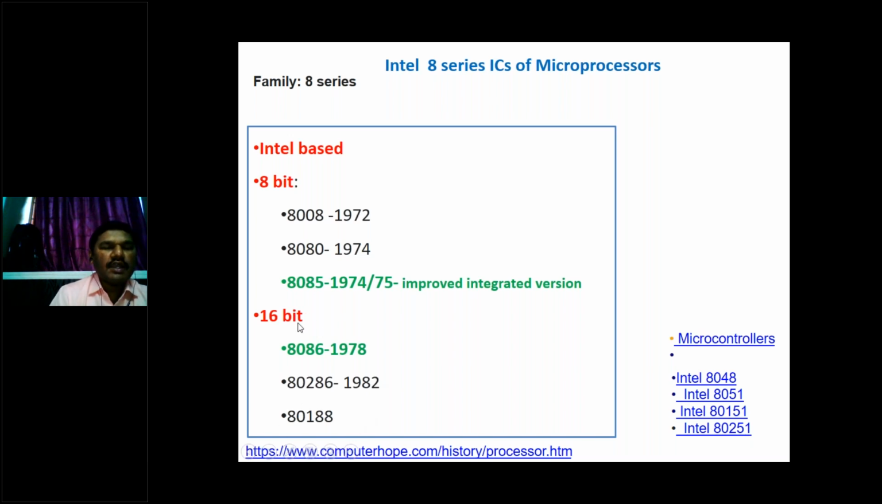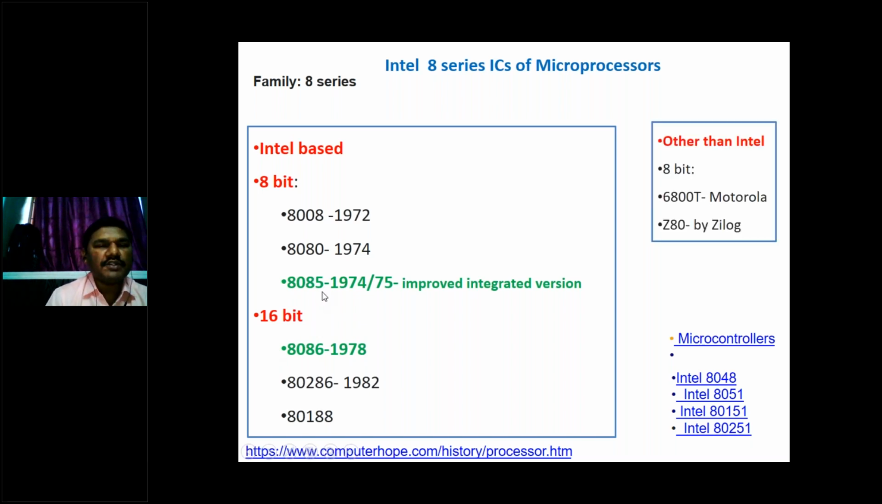And here, the green color, why I put the green color is that this is our syllabus, based on 8085 and 8086. 8085 is 8-bit and 8086 is 16-bit. Because your GATE syllabus is based on 8085, whereas the JNT syllabus is based on 8086. That's why I won't skip 8085 either, I will touch on it a little bit.